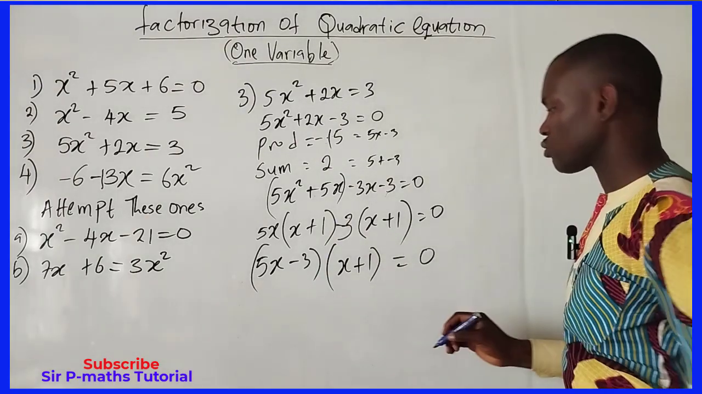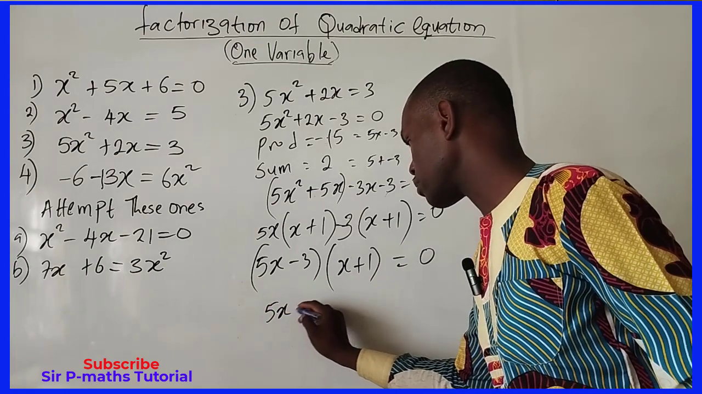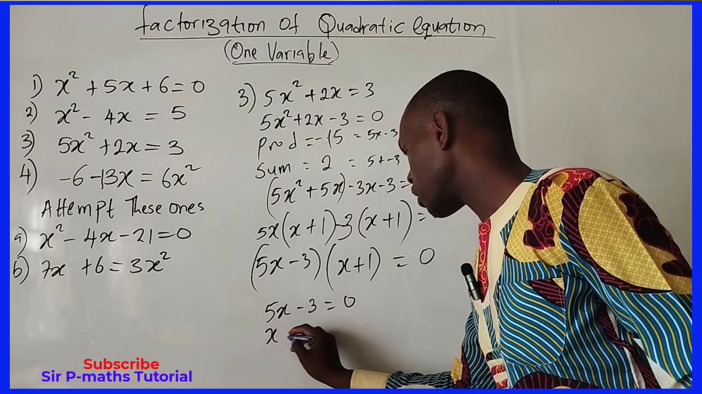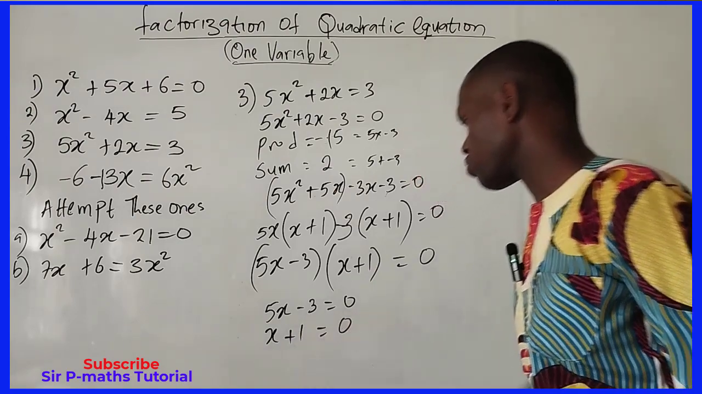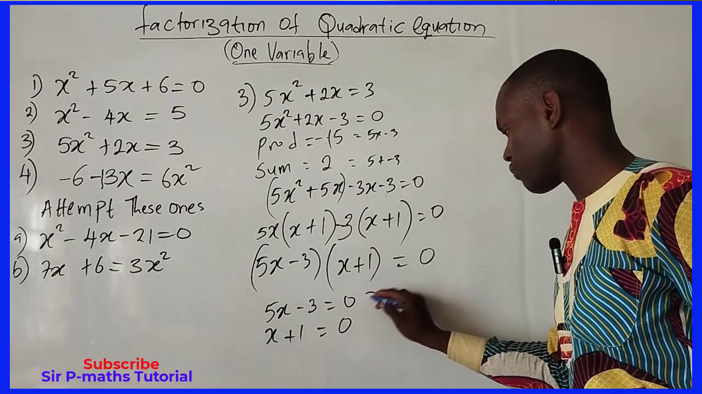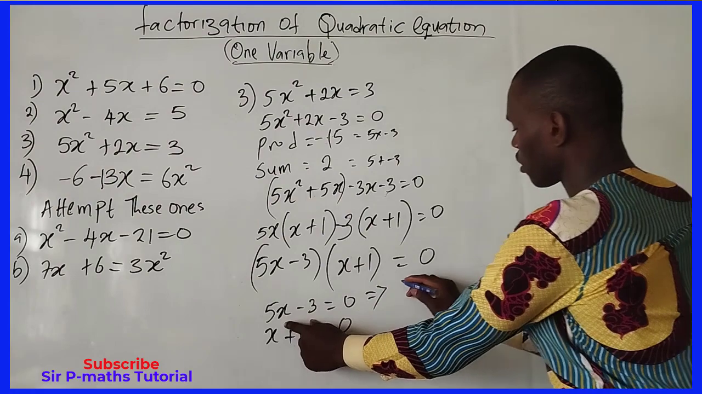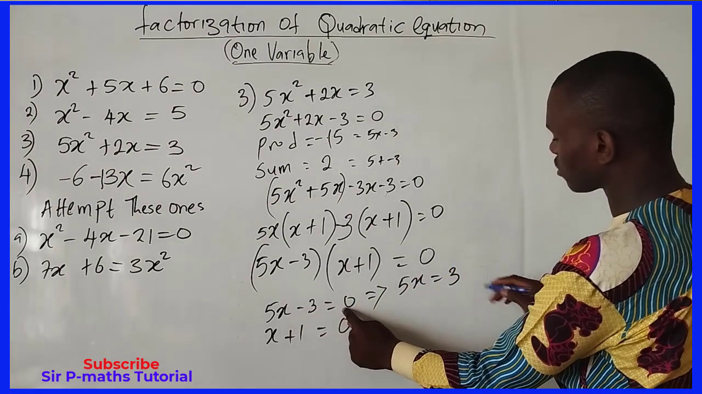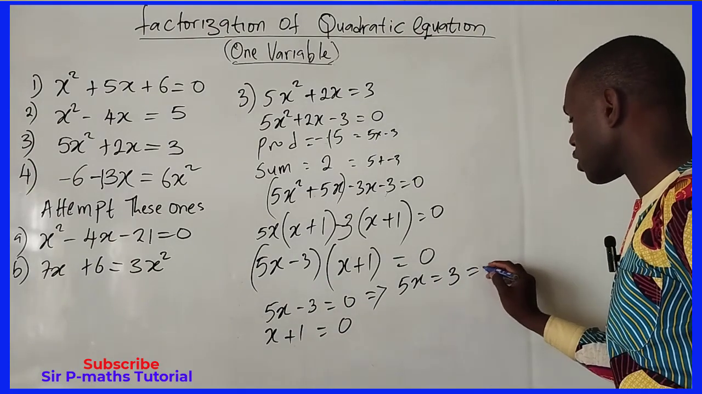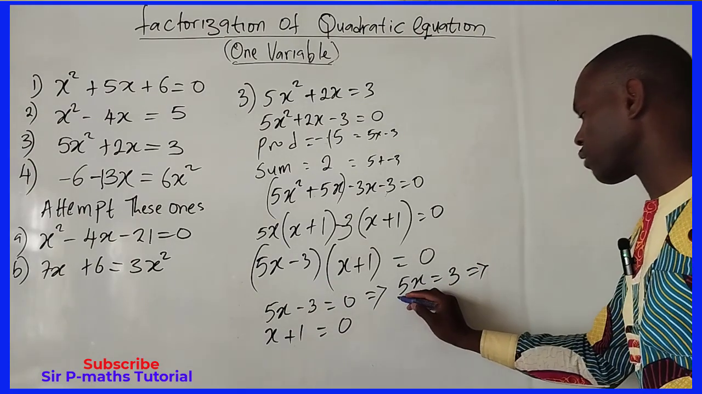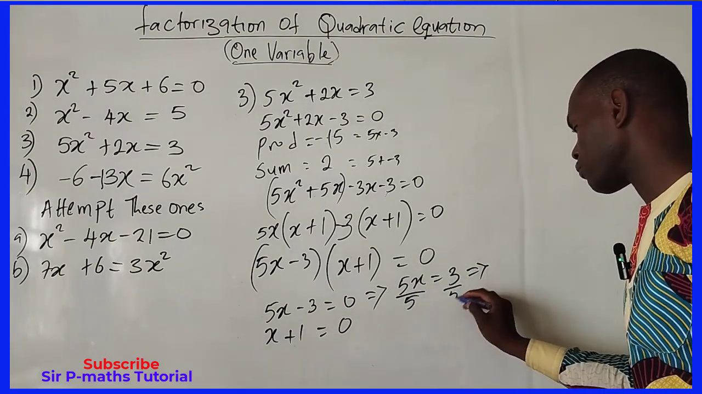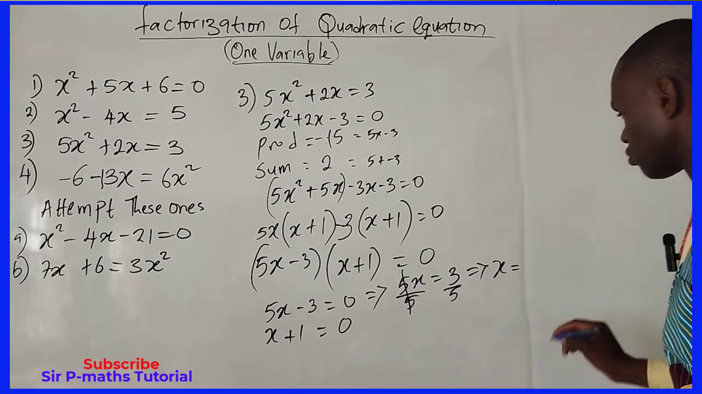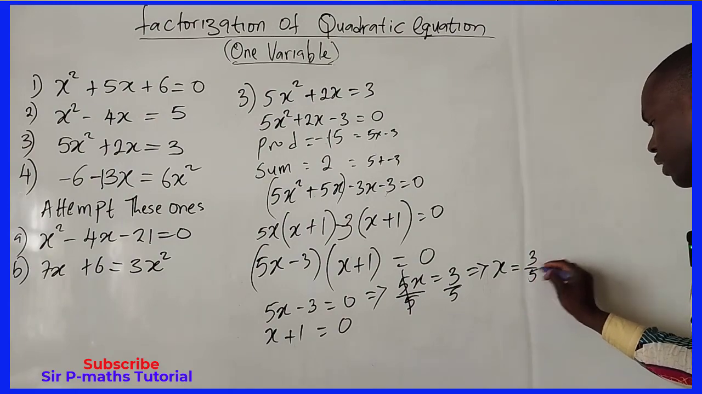Then equate each of them to 0. I will have 5x minus 3 equal to 0, and then x plus 1 to be equal to 0. Make x the subject formula everywhere. For here, I will have 5x equal to 3. 3 has crossed the equality sign and became positive. Then divide both sides by 5 to remove 5 close to x. I will now have x to be equal to 3 over 5.